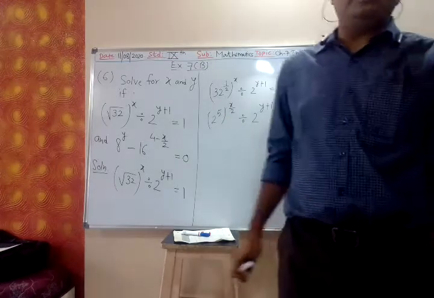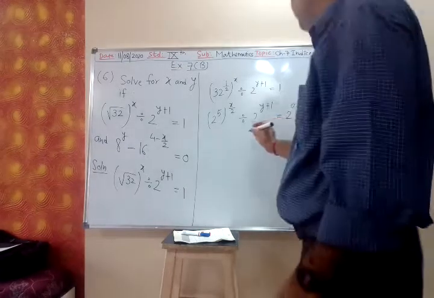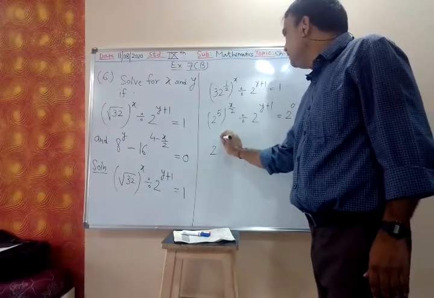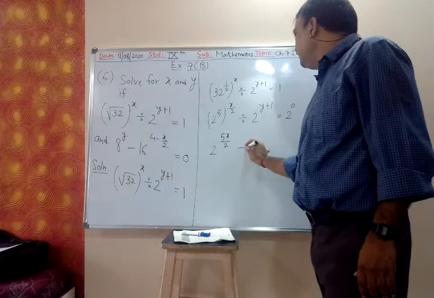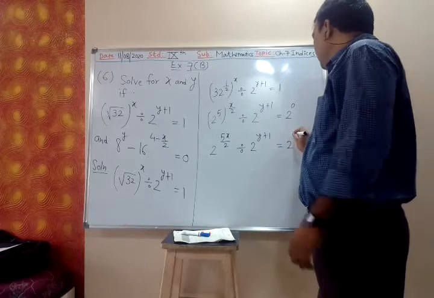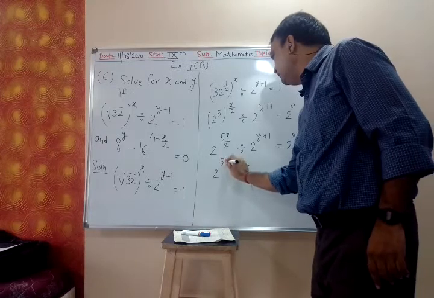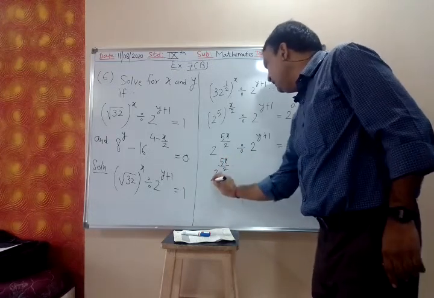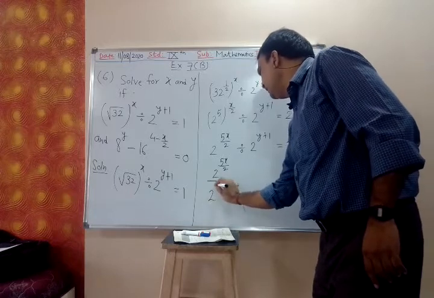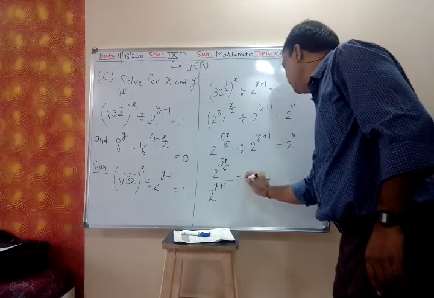So again power raised to power, what will you get? 2 raised to 5, raised to x by 2, multiply the power, so 5x upon 2. So 2 raised to 5x upon 2 divided by 2 raised to y plus 1. I will not compare power because I have to divide first. Division I can write in this way, 2 raised to y plus 1, is equal to 2 raised to 0.